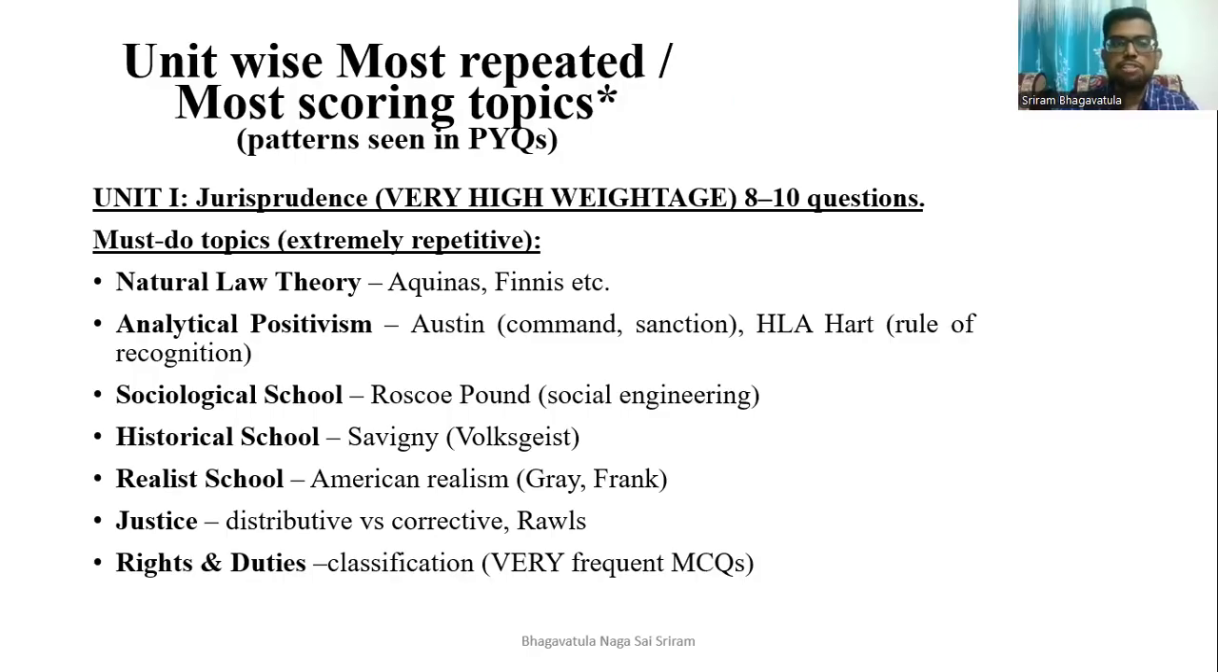Next one is realist school. You need to study the concepts of American realism, not just focus on that, but you need to study the main principles propounded by Gray and Frank, etc. So all of these things also need to be covered.